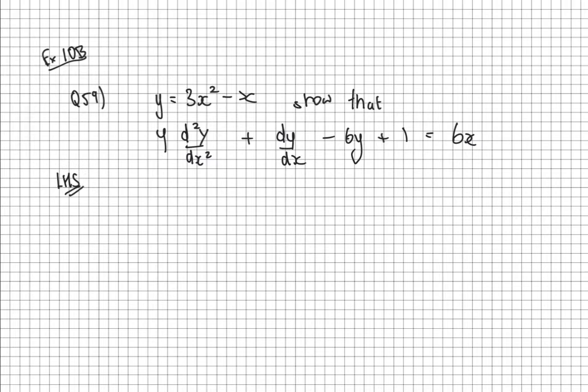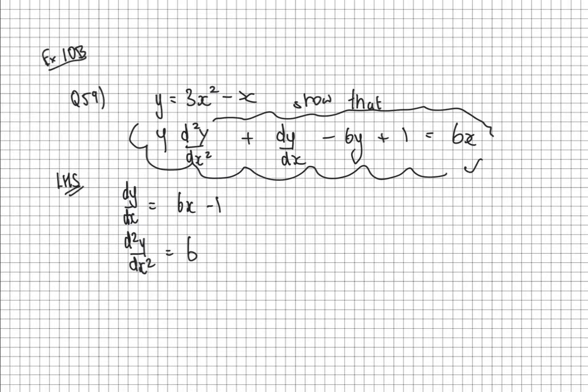If you've been given y, we need to find out what dy by dx is. If y equals 3x squared minus x, dy by dx will be 6x minus 1. And then the second derivative will be given as 6. So now it's just a case of substituting into the left-hand side and tidying it up and hoping that it equals 6x. So let's make a start.